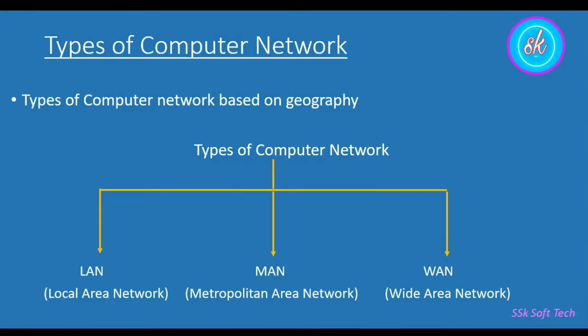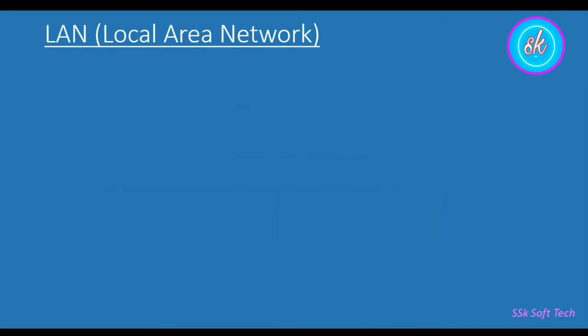LAN stands for Local Area Network. MAN stands for Metropolitan Area Network. And WAN stands for Wide Area Network. We will discuss each type one by one.